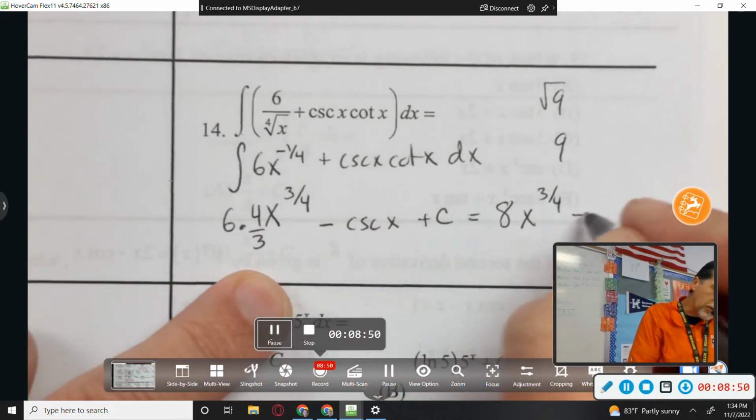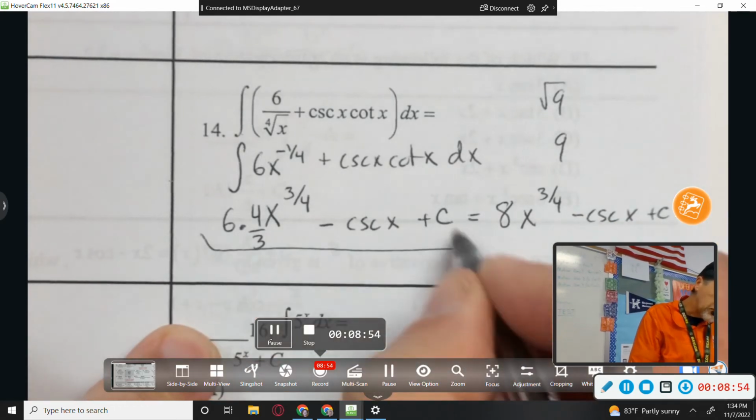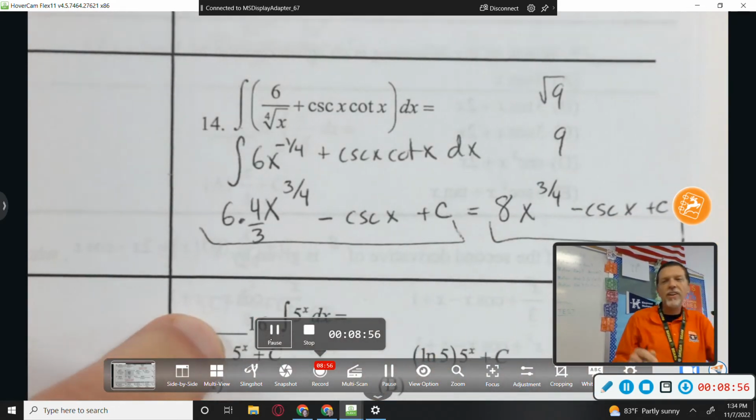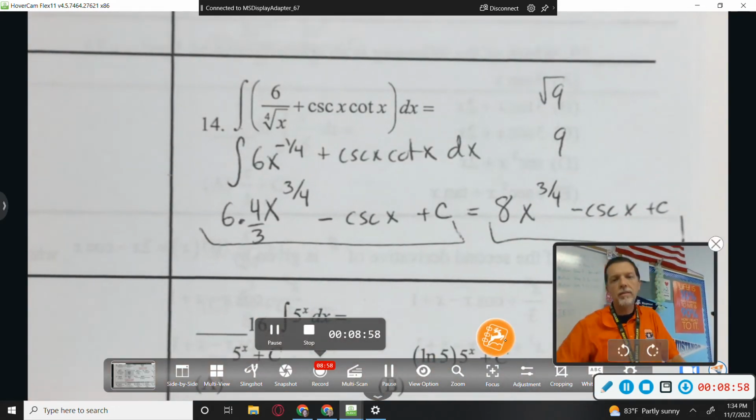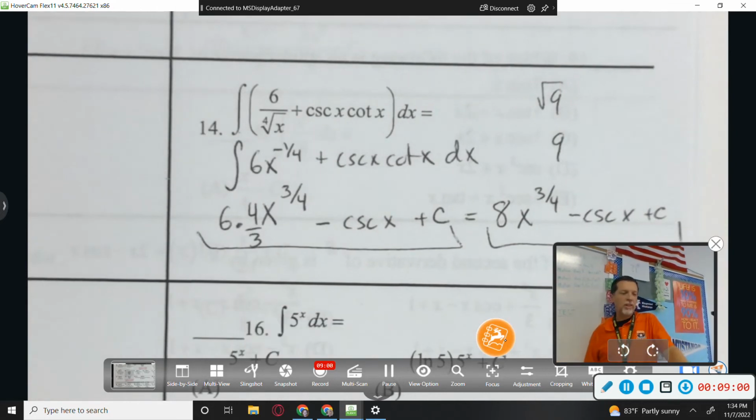8x to the 3/4 minus cosecant x plus c. Again, either one's fine. One's going to be the multiple choice answer.